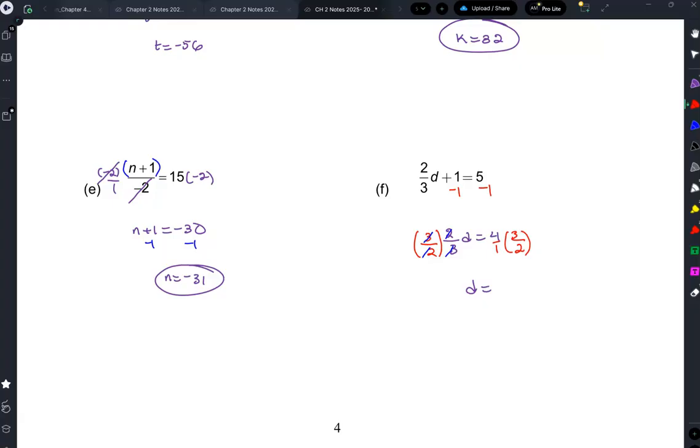12 over 2, which is equal to 6. Okay? Wait, 4 times 2 is... 4 times 3 is 12. Wait. Okay, so this is 6.